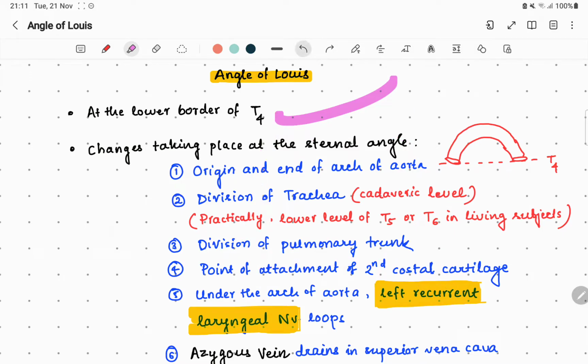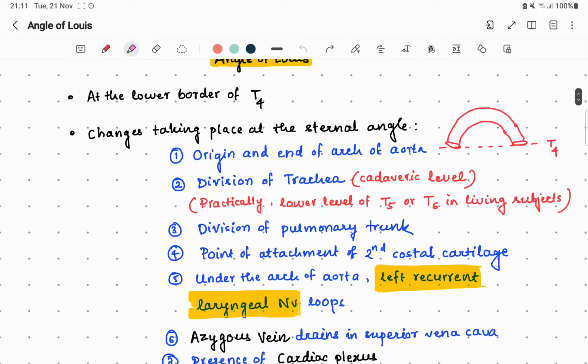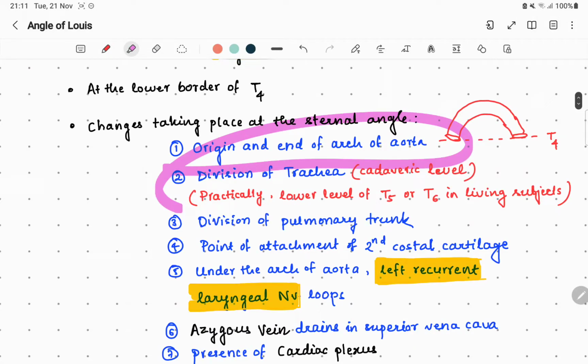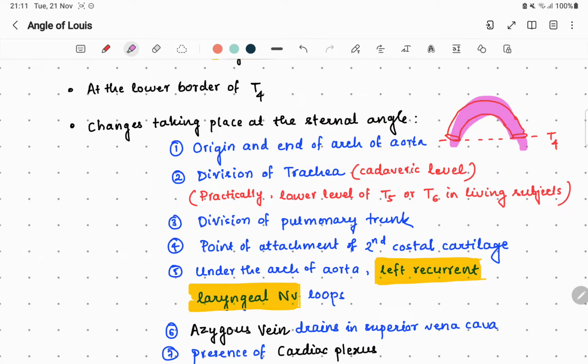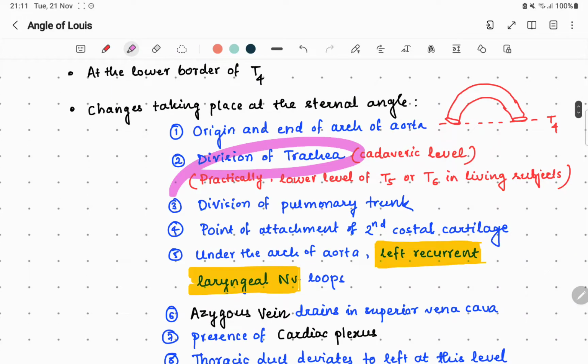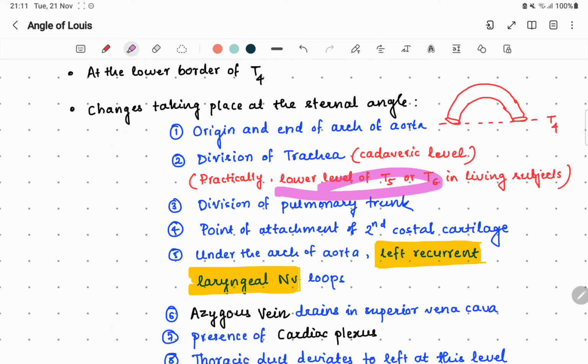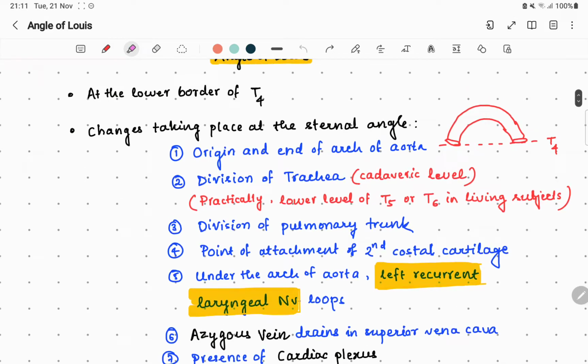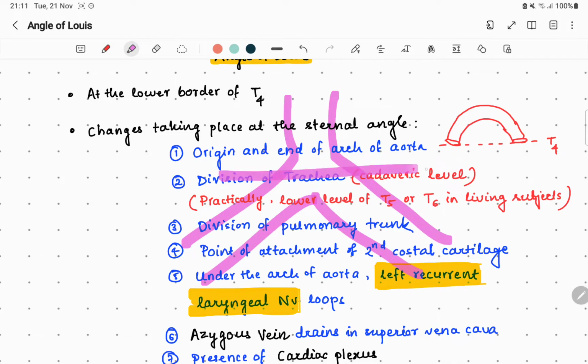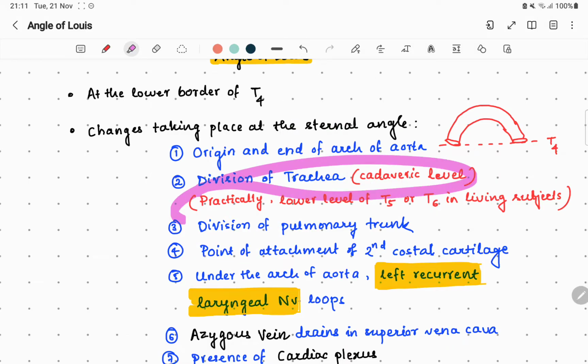At the angle of Lewis, what are the important changes that are taking place? So that is the origin and the end of the arch of aorta. The arch of aorta originates as well as ends at the angle of Lewis. Then there is the division of the trachea, practically at the lower level of T5 in living subjects, while in cadaveric subjects it is at the level of T4. So the trachea divides at this point, at T4 level in cadavers, but practically we can have a little lower origin, that is T5.